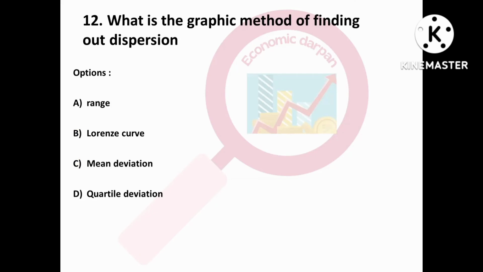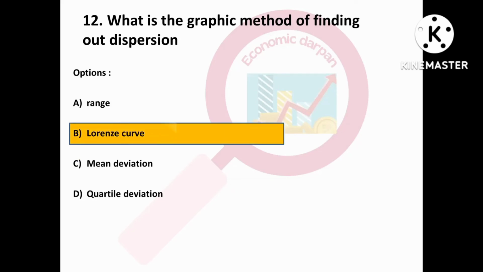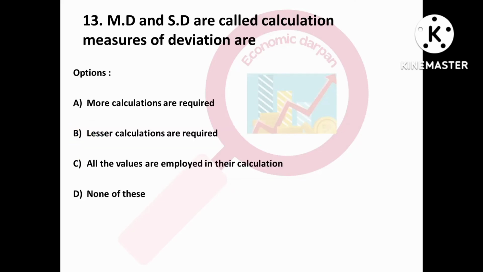Question number 12. What is the graphic method of finding out dispersion? Option A, range; option B, Lorenz curve; option C, mean deviation; option D, quartile deviation. So the Lorenz curve is the graphic method of finding out dispersion.